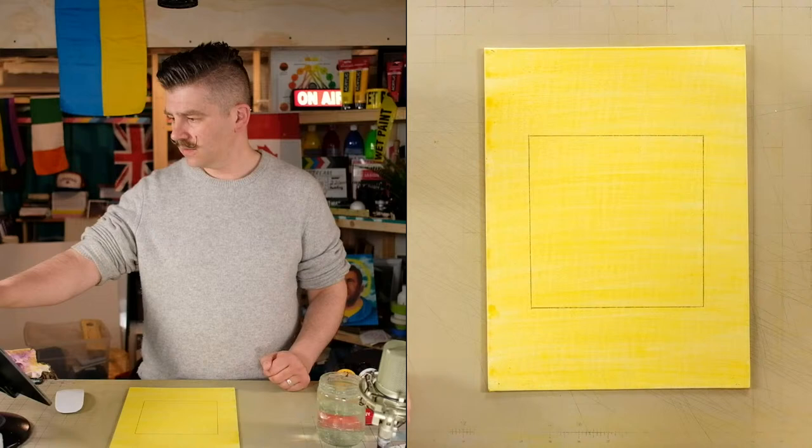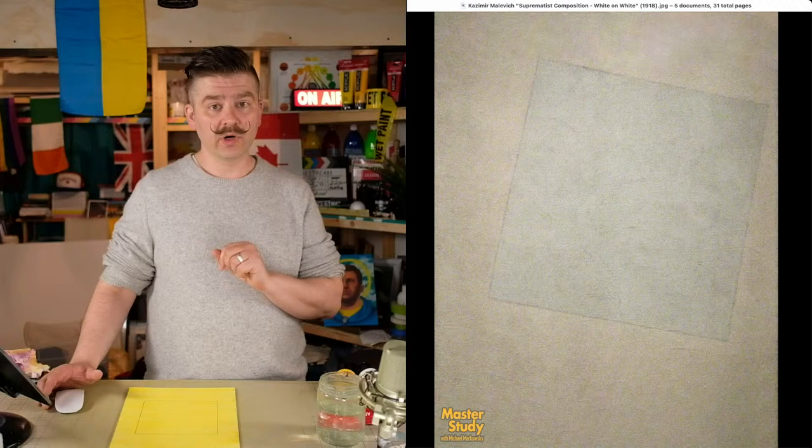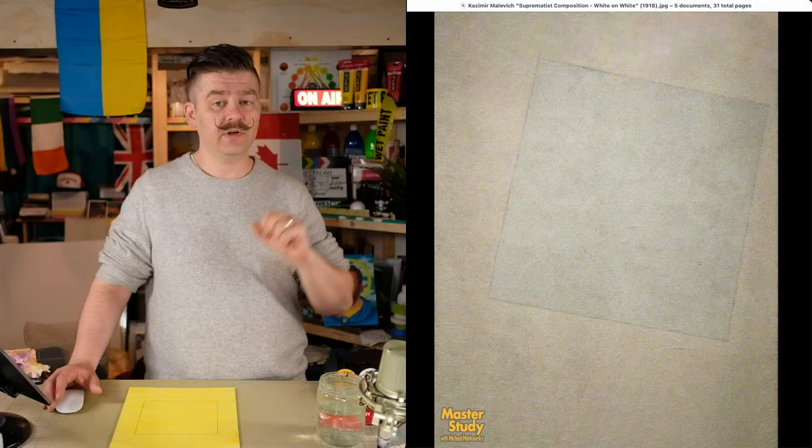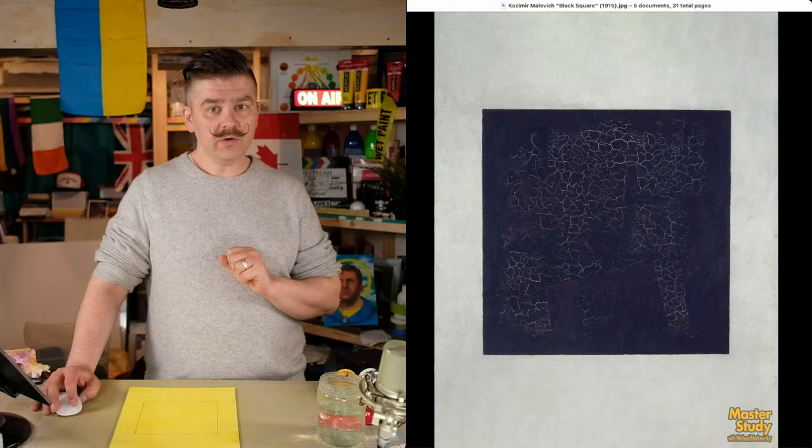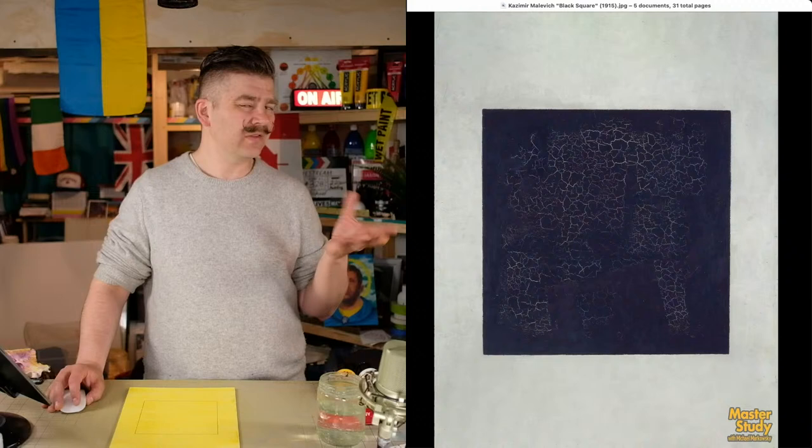Oops. So this is the other painting we're going to be doing. This white square on white background, the suprematist composition. And of course this one. So what I want to do now is blow dry this yellow, and then paint this sort of background white onto things. And I think we could probably get away with using the same white on both of these.